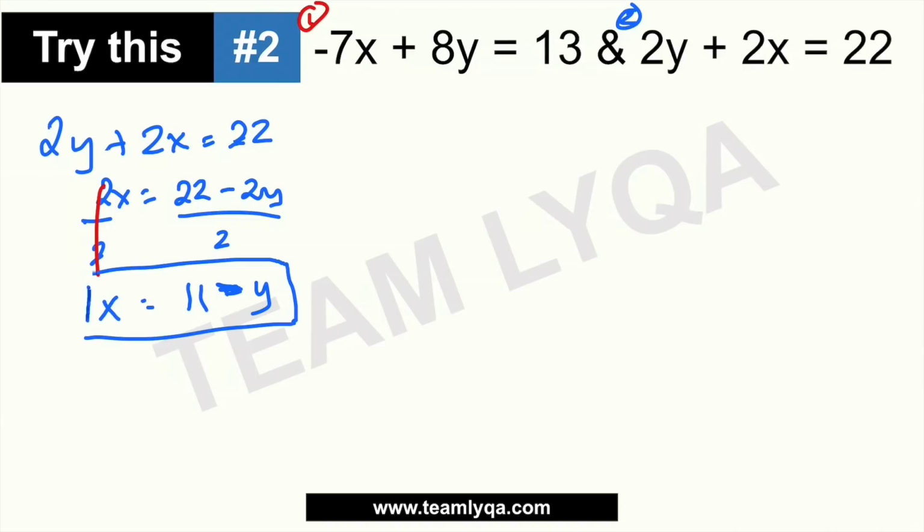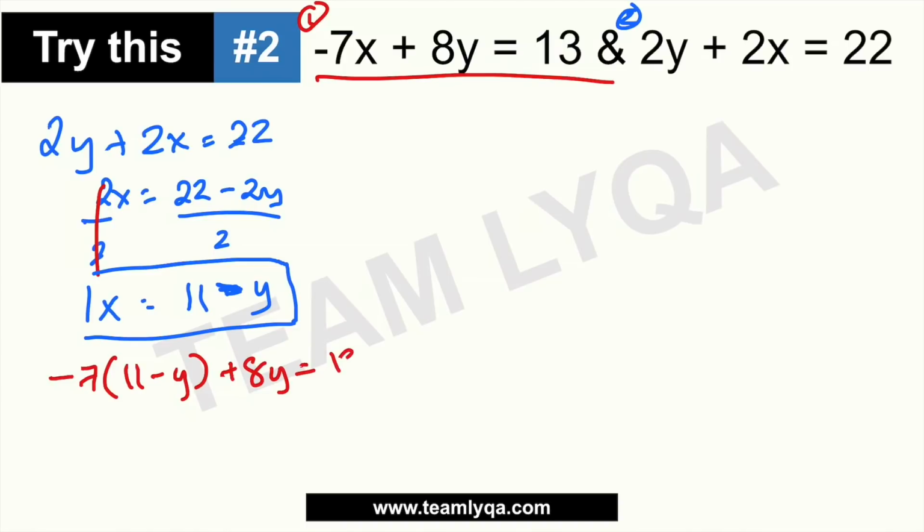Okay, now, isa-substitute na natin siya dun sa first na equation natin. So, this will be negative 7 times yung quantity na 11 minus y plus 8y is equal to 13. Didistribute ko to, magiging negative 77 plus, kaya na siya positive kasi negative times negative na siya, 7y plus 8y is equal to 13. Okay, tataas ko lang para may space tayo. Kakombine natin yung dalawang may y, so magiging 15 siya.